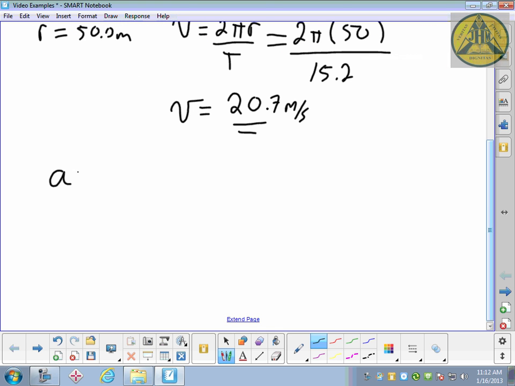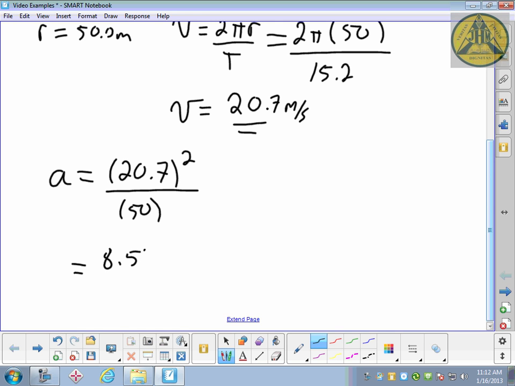So acceleration equals velocity squared over r, which is 50. So centripetal acceleration is 20.7 squared, which is about 427, divided by 50, gives us 8.54 meters per second squared. So centripetal acceleration is that.